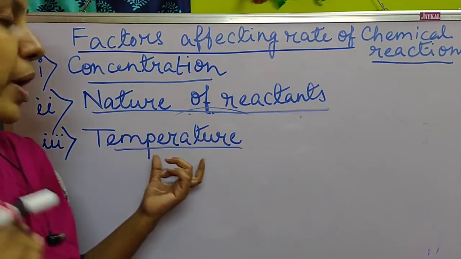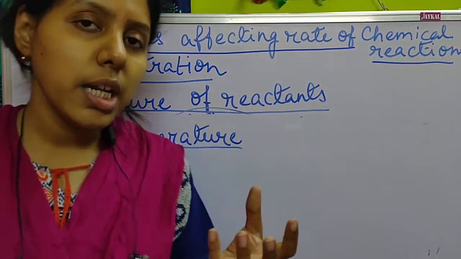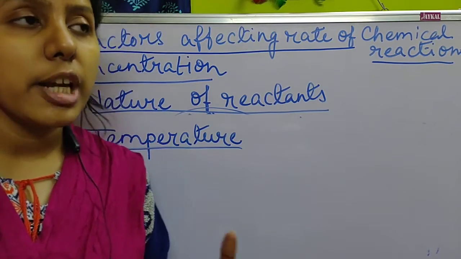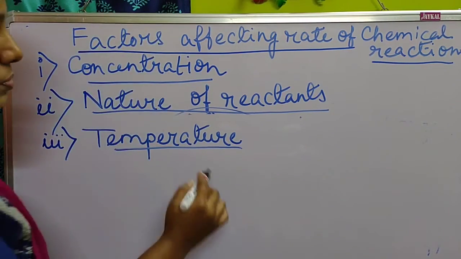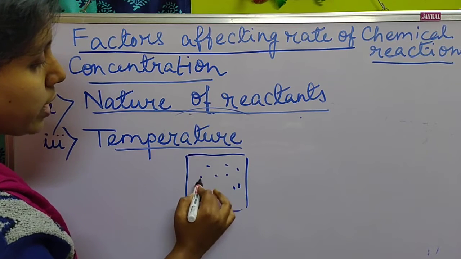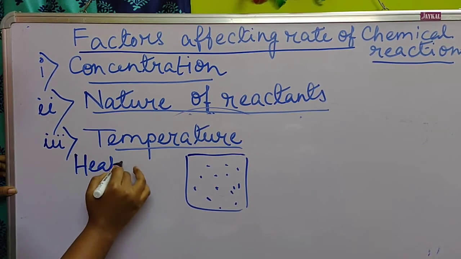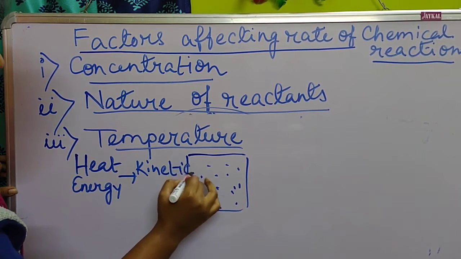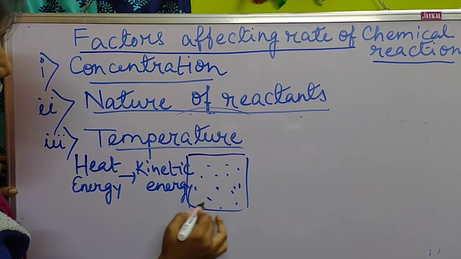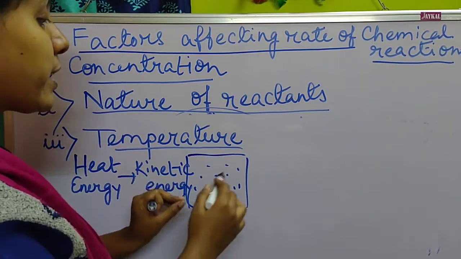So what is the reason? Because temperature is actually one type of energy, that is heat energy, and whenever any reactant is supplied with heat energy, it will provide kinetic energy to the molecules present in the reactants. This heat energy will be converted into kinetic energy of the molecules. Kinetic energy is the energy related to the motion of these particles. So with this energy, the molecules will start moving with a greater speed.